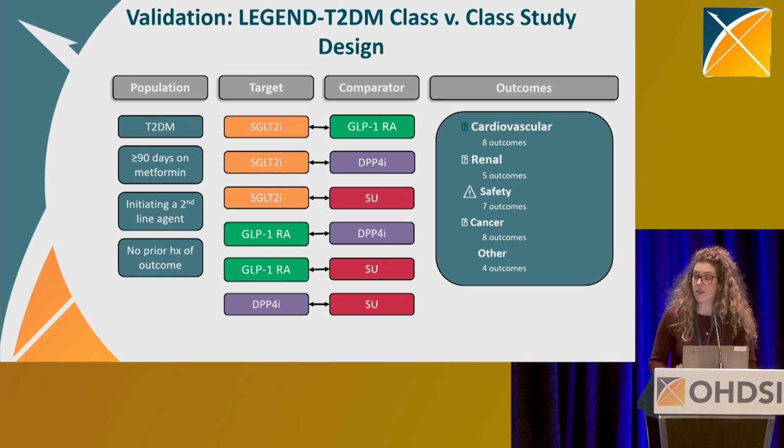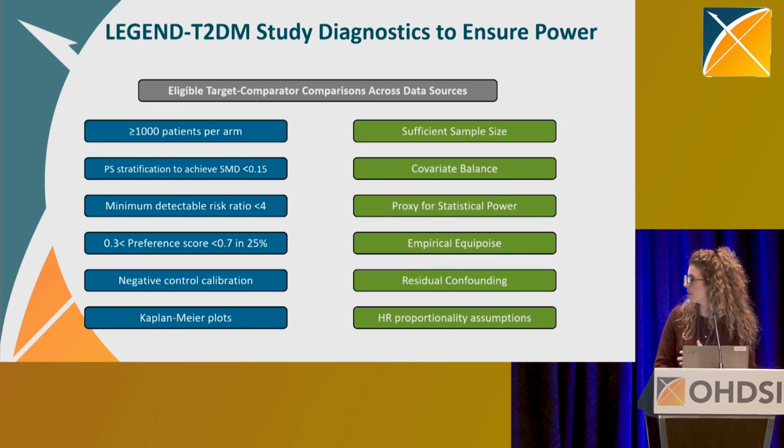All right, well, anyway, there are lots of ways that we were trying to ensure power in Legend diabetes, and one of the ways we did it was by making sure that there were at least 1,000 patients per arm, or there are at least 1,000 patients exposed to each of the drugs in each database. And so with that, we actually developed 2 different objectives.